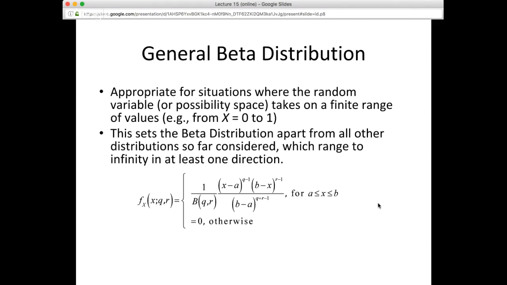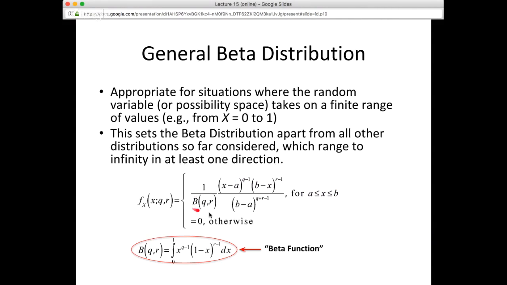So this is the PDF for the beta distribution. And again, this is for the random variable taking on a specific value or realization, little x, bounded between two limits. In this case, we've indicated those limits are a and b. So those are the limits over which the random variable varies.